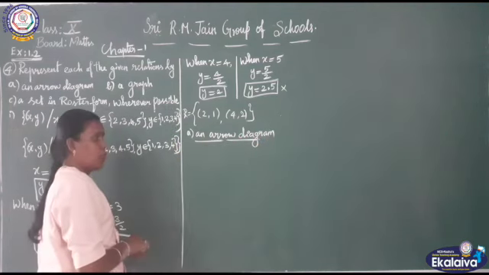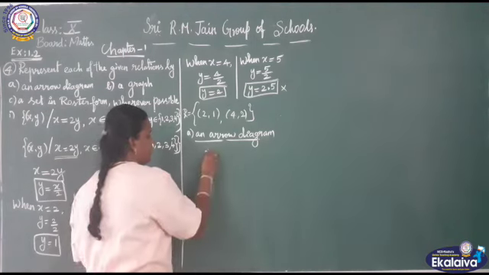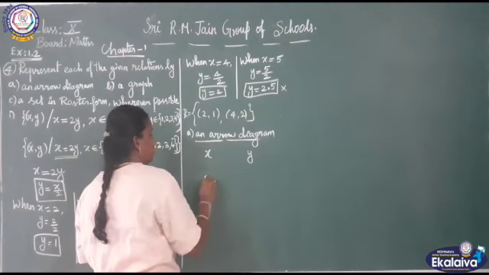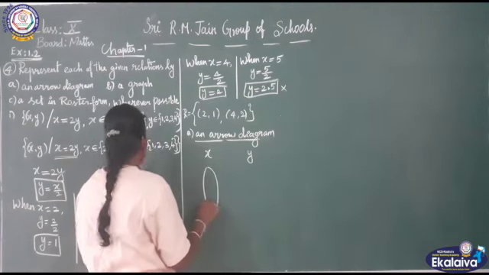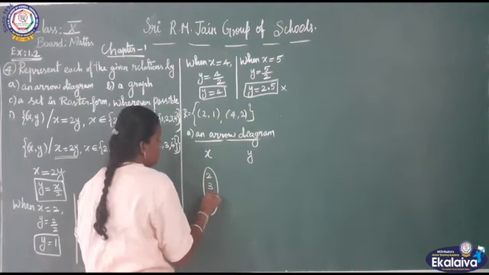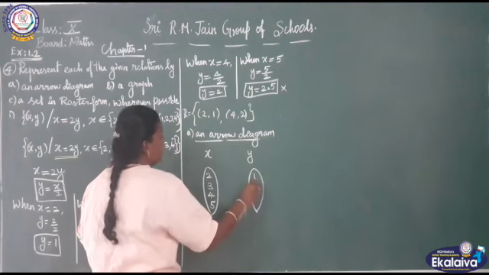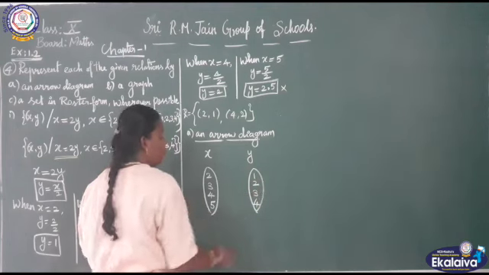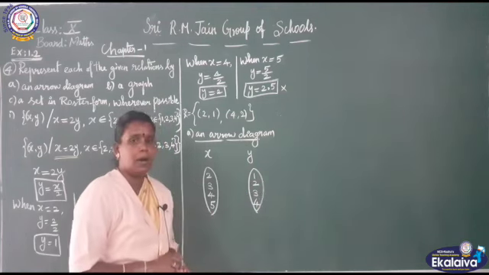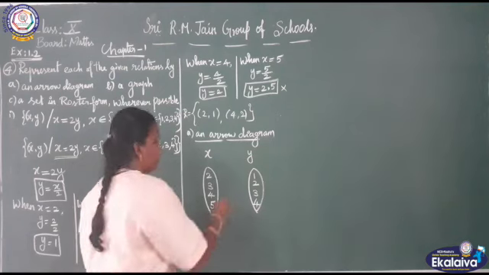An arrow diagram, we have to mention with this arrow diagram. First I will write the X set and the Y set. The X set has the elements 2, 3, 4, 5. The Y set has the elements 1, 2, 3, 4. Then we have to map the elements with the relation R.